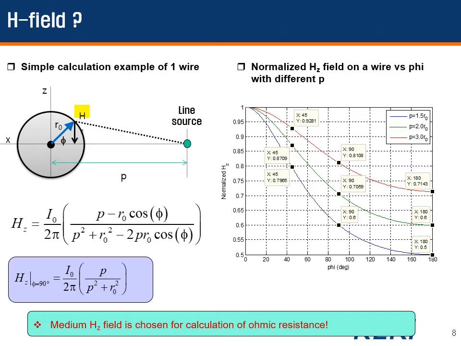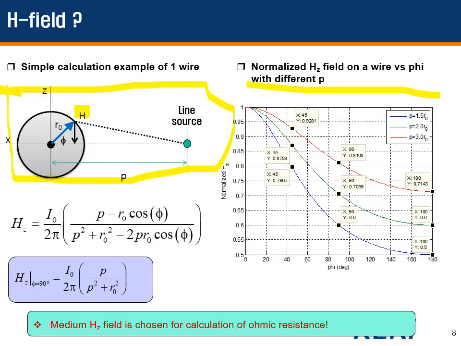Now, let me explain how to obtain the magnetic field. Look at these figures. There are two wires. One wire is equivalent to a line source. And the question is, what is the magnetic field which is generated by the line source? By Ampere's law, Hg can be derived as follows. For example, when phi is 19 degrees, Hg is simplified as follows.